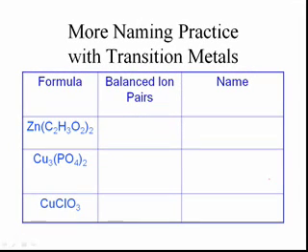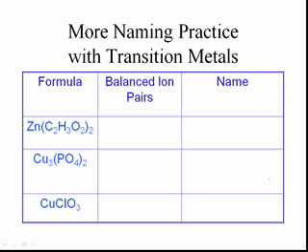Okay, so moving on, here's some more practice. Take a look at the formula, and now I want you to write their names. In order to get there, you need to remember your balanced ion pairs, because your balanced ion pairs will tell you the charge of the ions involved. So take a moment, try to figure it out. You might need to use your polyatomic ion chart in order to determine what the charges are of each ion involved. And then that will tell you how to name them. Once you have the charge, then you can name. So pause right now.